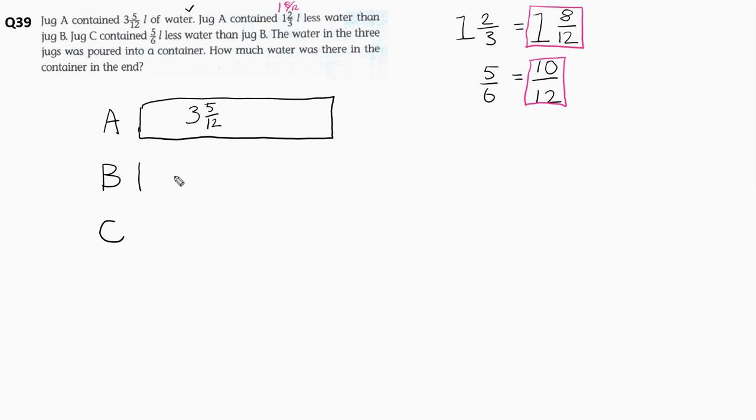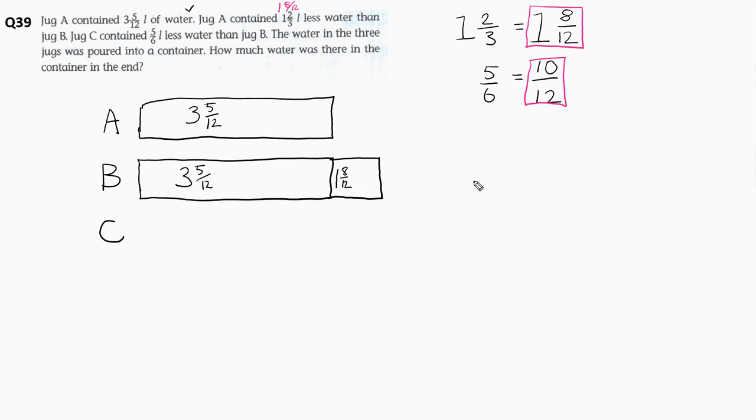Now, let's show you how I'm going to draw that. And remember, we're always trying to see where we can find equal parts. Now look how I'm drawing a bar that's the same as A. And if this is the same, this must be 3 and 5 twelfths. But we're told that A contained 1 and 8 twelfths of a litre less than B. So B has got 1 and 8 twelfths more than A. Okay, so this is 1 and 8 twelfths.